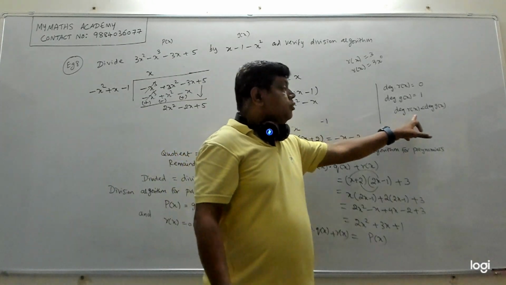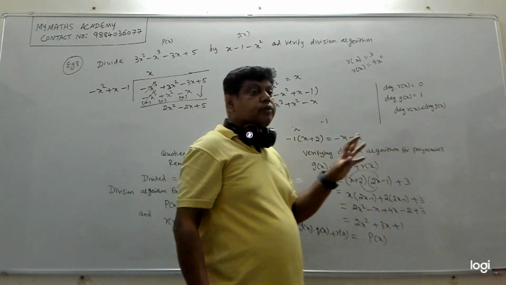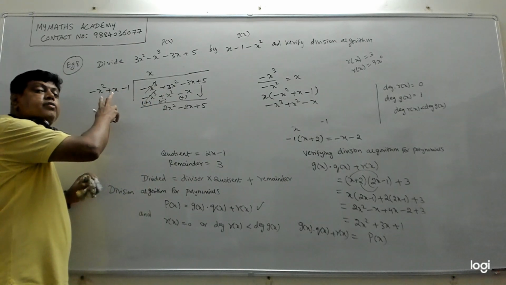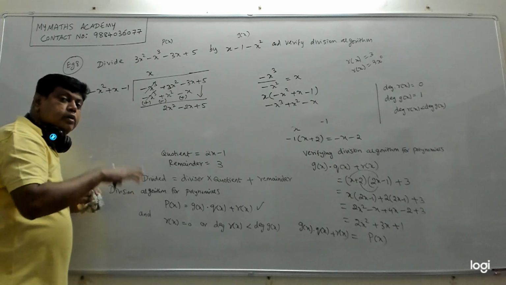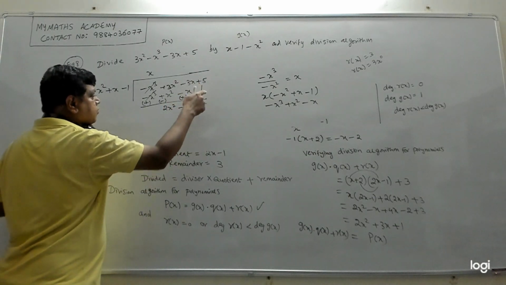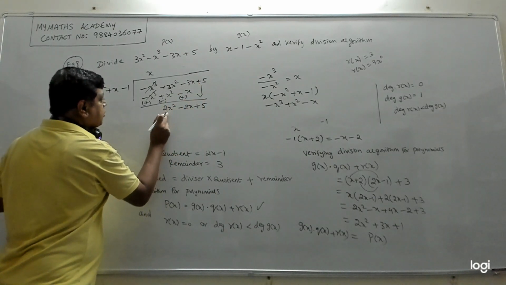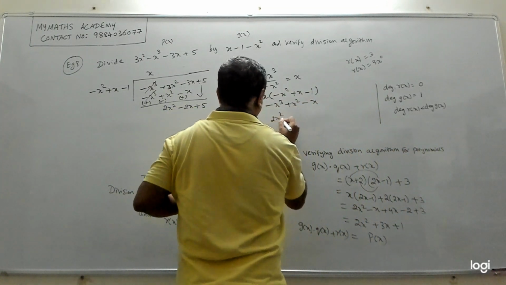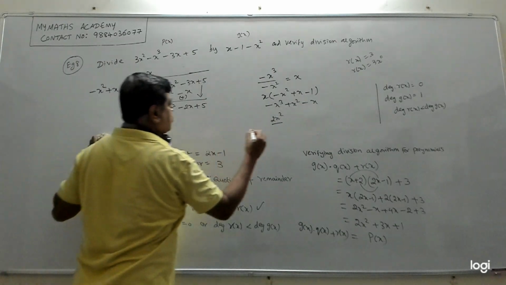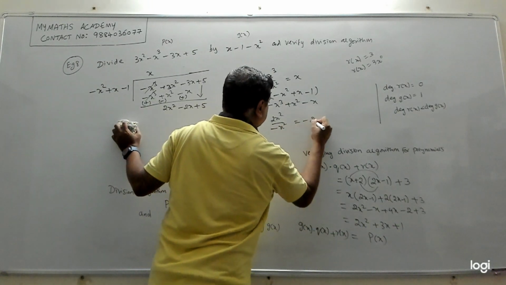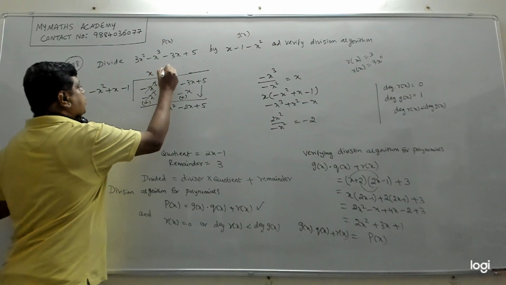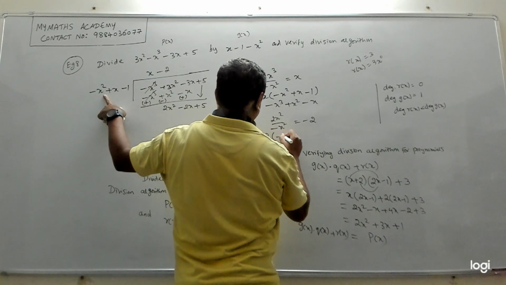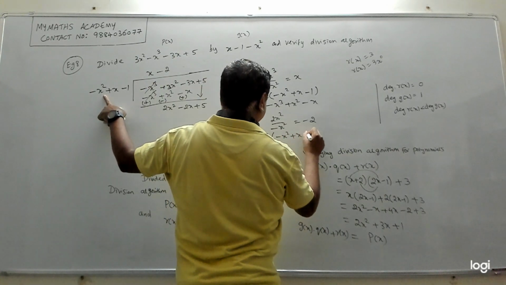But we should get degree of r of x less than the degree of the divisor. Till then we should continue to divide, which means again once you bring down this sign, you have to take the first term of this, which is 2x square, divide that 2x square by minus x square, you get minus 2, right? Put that minus 2 here. Then with the minus 2 you need to multiply with everything, minus x square plus x minus 1.